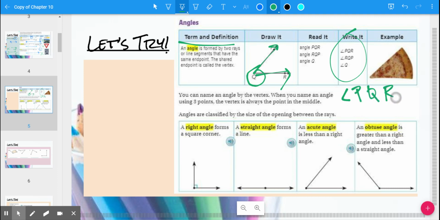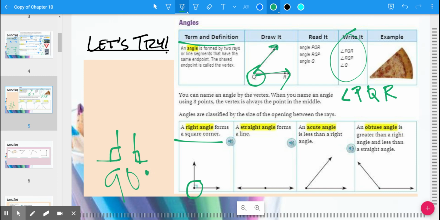vertex in the middle. So there's four different types of angles we're going to talk about. The first one is a right angle. A right angle will always have this little box in the middle. It makes a perfect L shape in either direction. Now, the reason it makes that perfect L shape is because it has a 90-degree angle right in the inside. So it's like a perfect 90-degree angle.